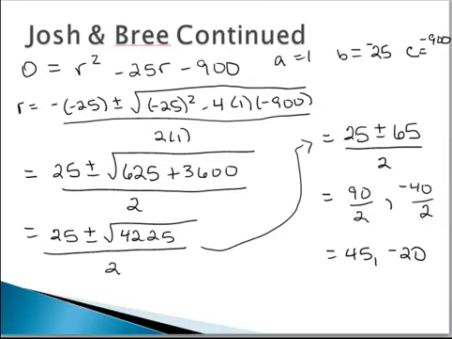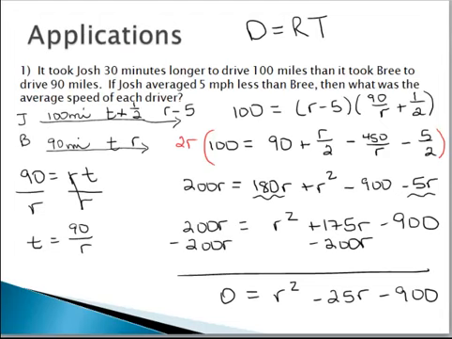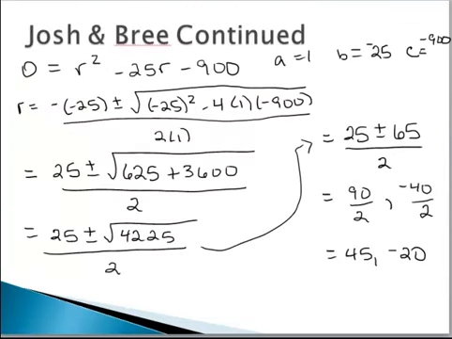So how can we have two different answers? What are we looking for? We are looking for the average speed of each driver. Go back to our answers. So what does this mean? We're looking for average speed. This can't be a speed because it's negative. So we want to know the average speed of each driver.